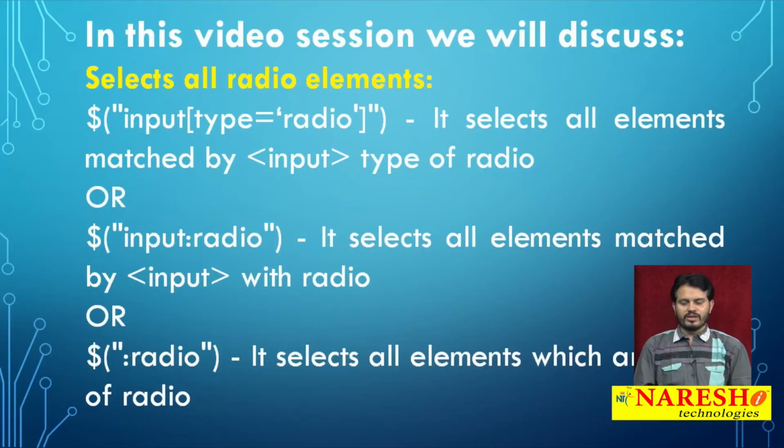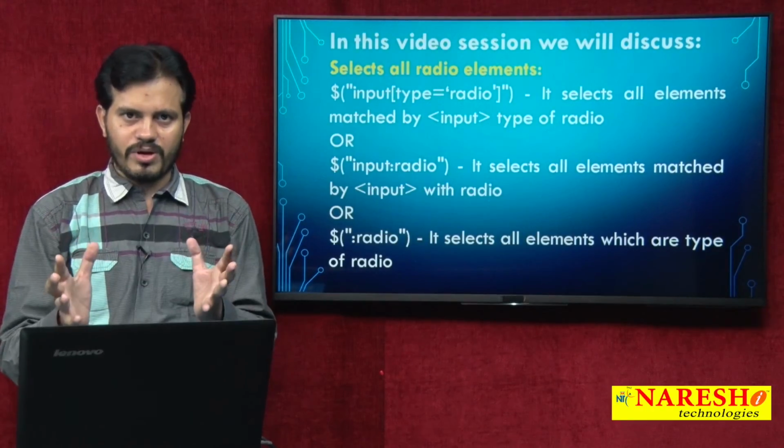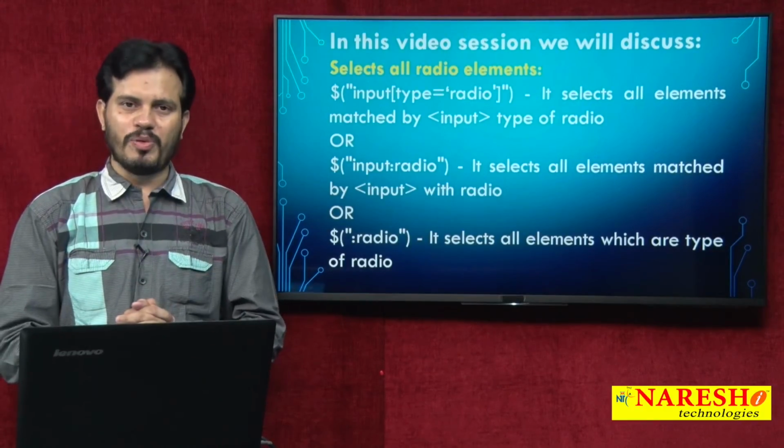This can also be written using dollar of input colon radio. The direct attribute value can be used after the colon, which also selects all elements matched by input with a radio attribute value. It can also be written as dollar of colon radio. Directly you can write dollar of colon radio, which selects all elements which are of type radio. So this selector I am going to use practically to show you on an HTML document whether it is getting selected or not, and on that any operation to be performed.